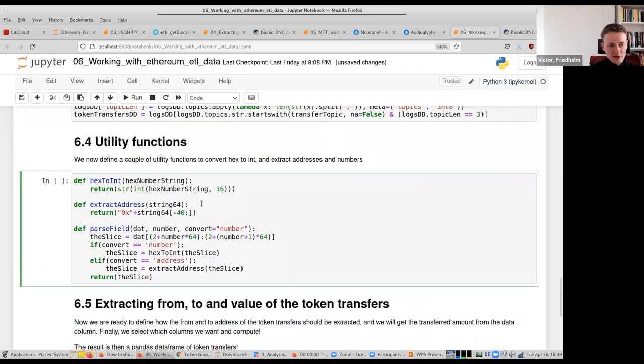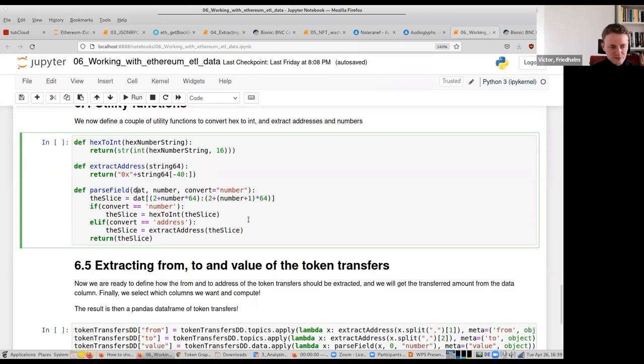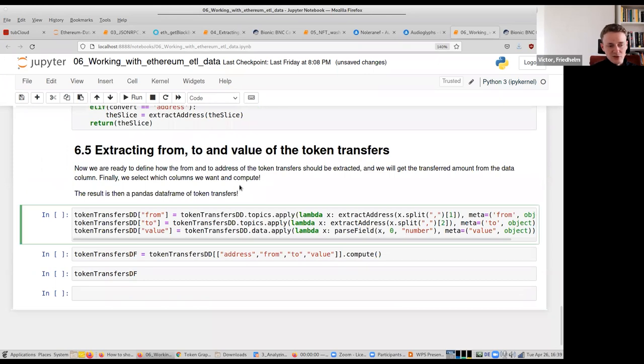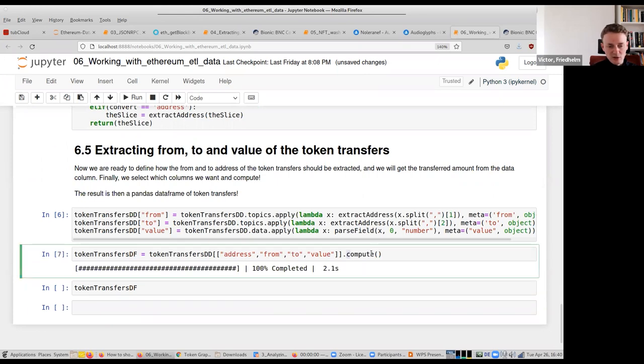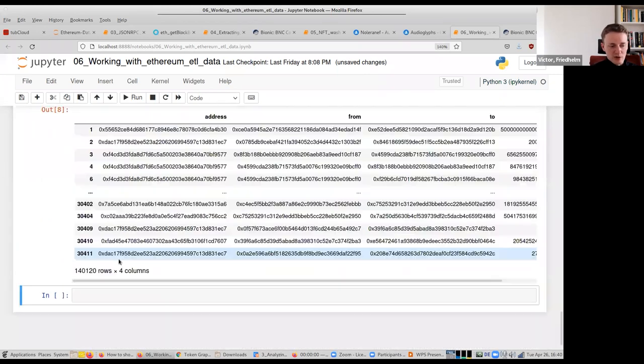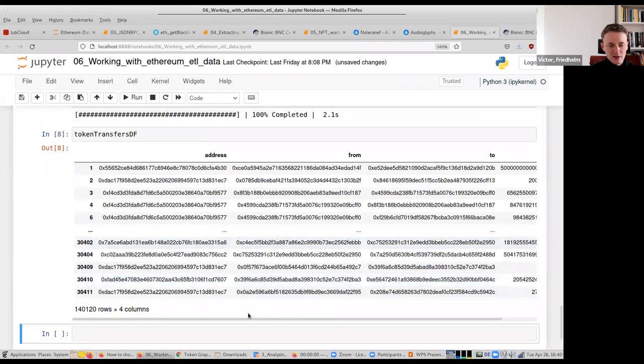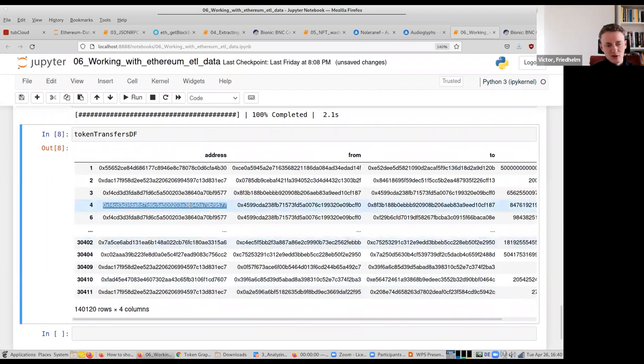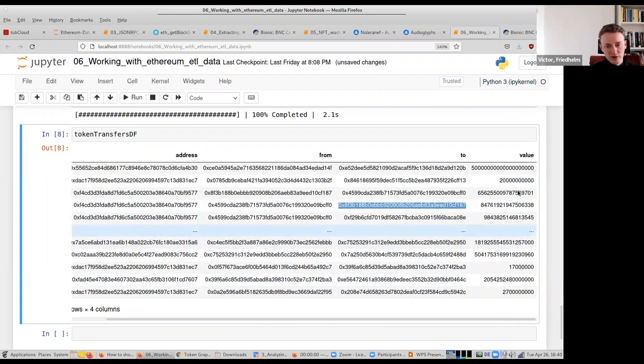So I've added a couple of helper functions here, where we can transform hexadecimal values to integers, extract addresses from these hexadecimal values that are prefixed with zeros, and a general function to parse a field, which just uses these two. And that in turn allows us to extract the from, to, and value fields of these token transfers. And then finally, we can run everything. That's when I run compute. And then we can take a look. And so now we have 140,000 transfer events with all the information: which token contract emitted the transfer event, from which account to which other account, and what the value was.